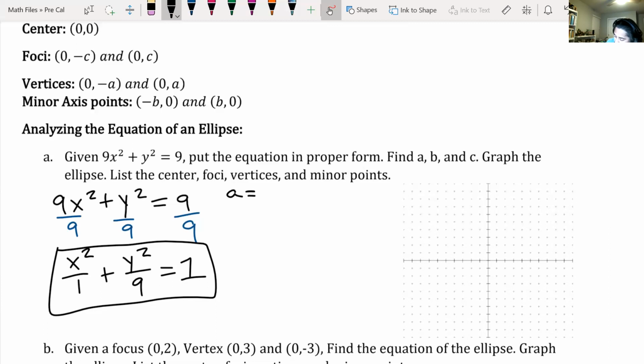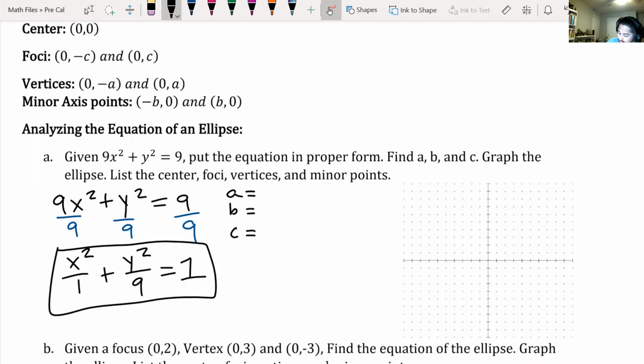Now looking at that, what is the value of A and B? I have 1 and 3. Quick question. The only time you're ever going to be able to tell whether the vertices are on the y-axis or x-axis is, you know how it's x squared over a squared and then y squared over b squared, it depends on which side is the bigger number. It all depends on who has the bigger denominator.